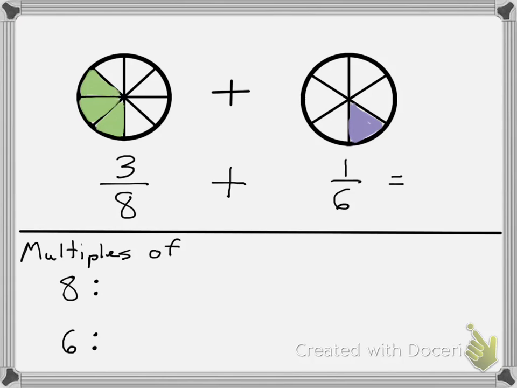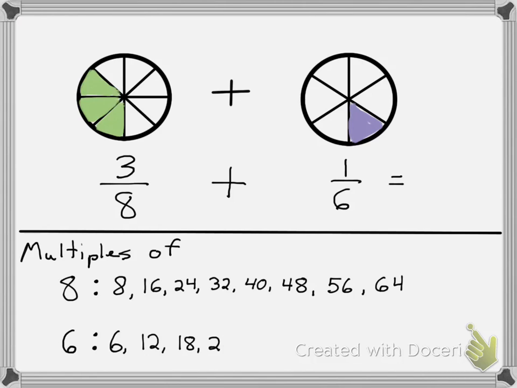So we did that by listing our multiples of 6 and 8, which are the number of pieces these fractions are broken apart into currently. So we start by finding our first multiple of 8 is 8. And from there we found many other multiples of 8. We can also find multiples of 6. And we continue on for a bit here.